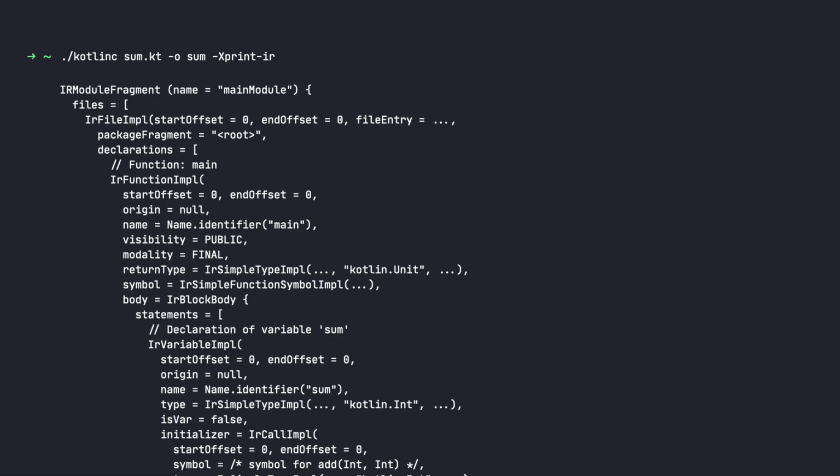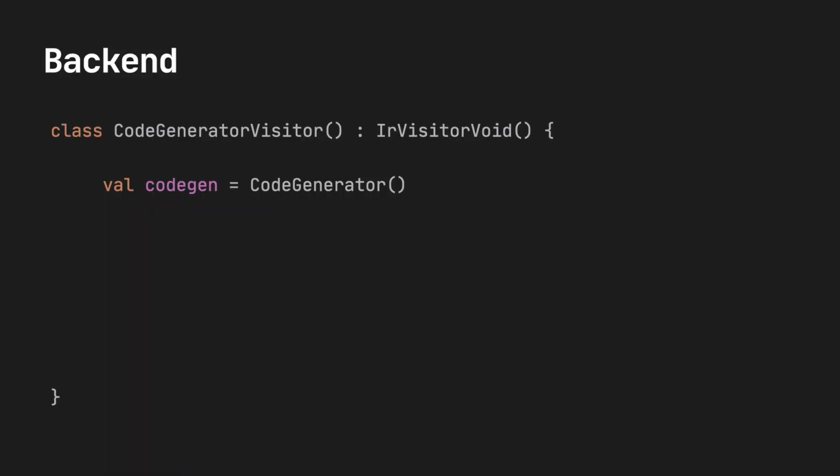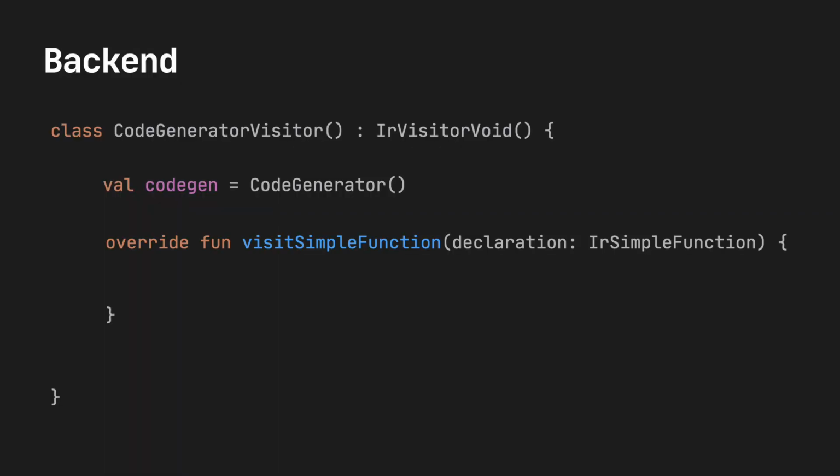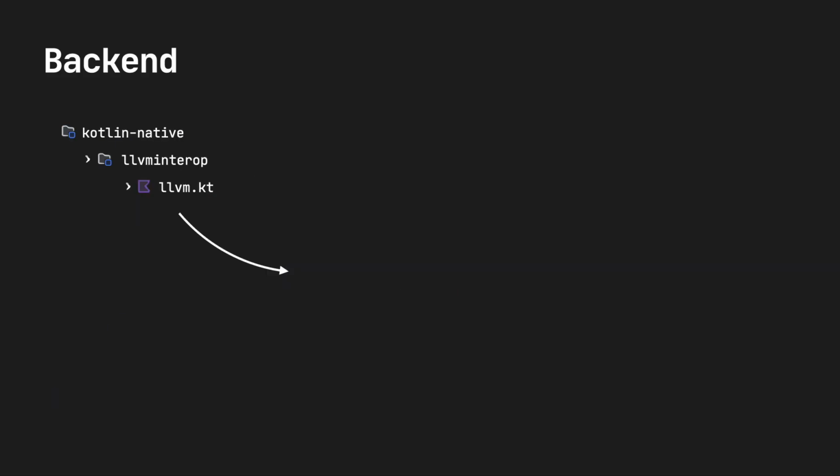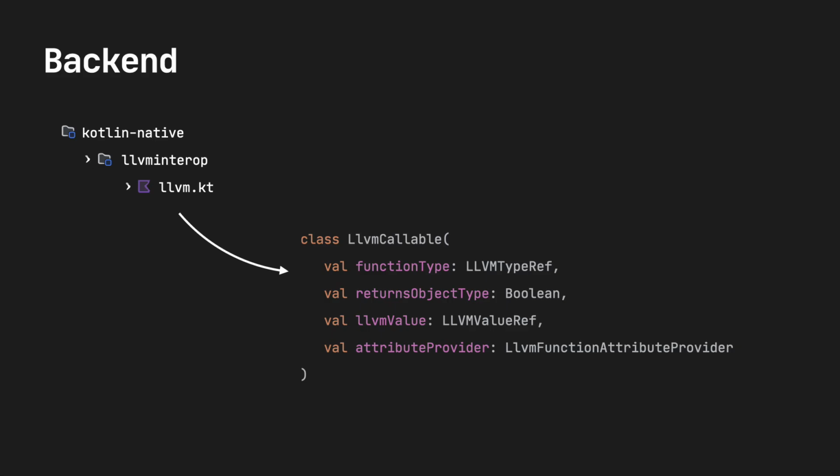That's the Kotlin IR. So in order to be able to get that IR, if you're doing debugging, you could use a specific compiler flag for that called Xprint IR, and it will give you what the IR module fragment looks like. So it's basically that code generator is taking this and going through each piece of it to be able to generate the LLVM IR. So there is a visit simple function method, for example, which takes in a declaration IR simple function. And it's basically calling this method called generate function, which has all the logic. And what it uses internally is this wrapper.